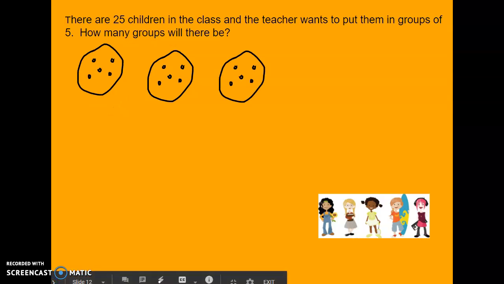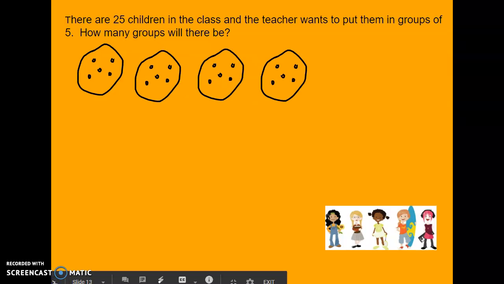I've made another group. 5, 10, 15 children. Then I've made another group. I have 4 groups. How many children have I got? 5, 10, 15, 20. Can I make another group? I need to group 25 children? Yes, I can.